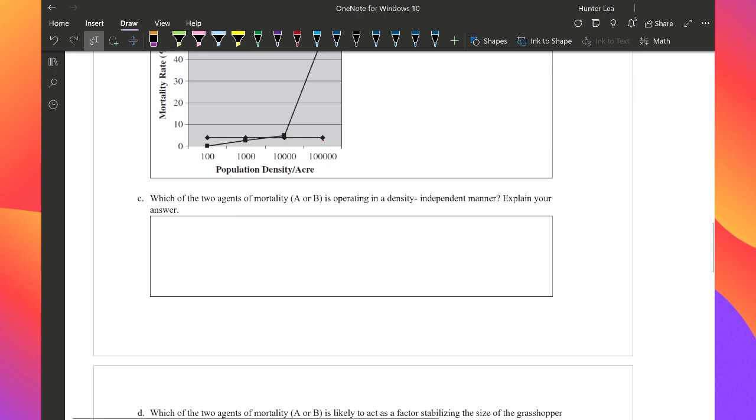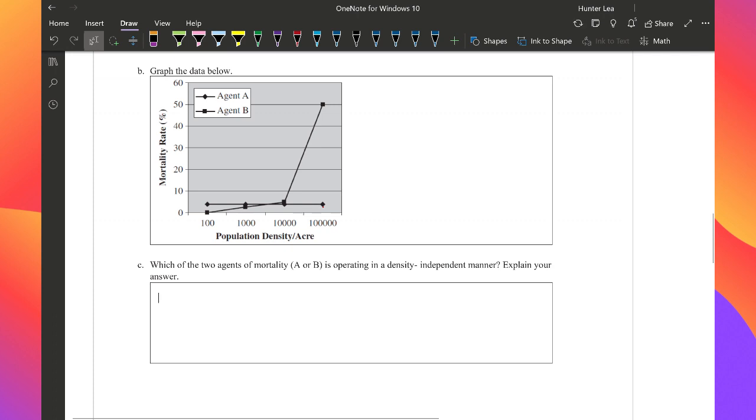So no matter how many individuals we had in that acre, that unit area, 100, 1,000, 10,000, or 100,000, Agent A appears to remain constant at 4%. So you have more absolute numbers of individuals dying, but it is increasing at the same rate as the population density. So that is what we would call density independent.